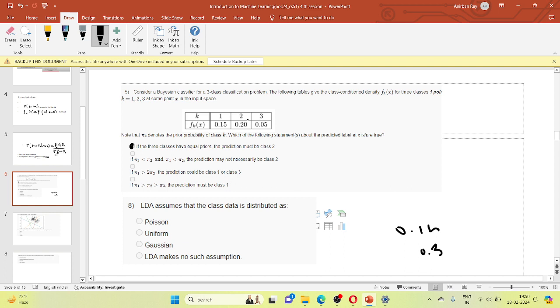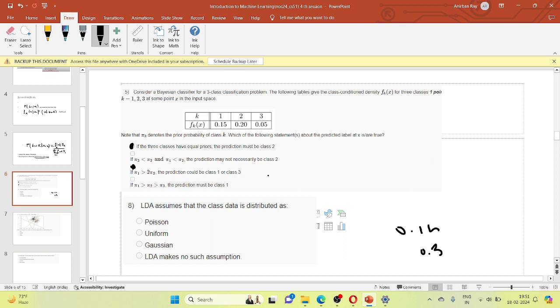That should be clear, right? But we don't know any information about the prior of class 3. So it could be class 1 or class 3, but it cannot be class 2, because class 2 is much lower than class 1. So this is the answer.